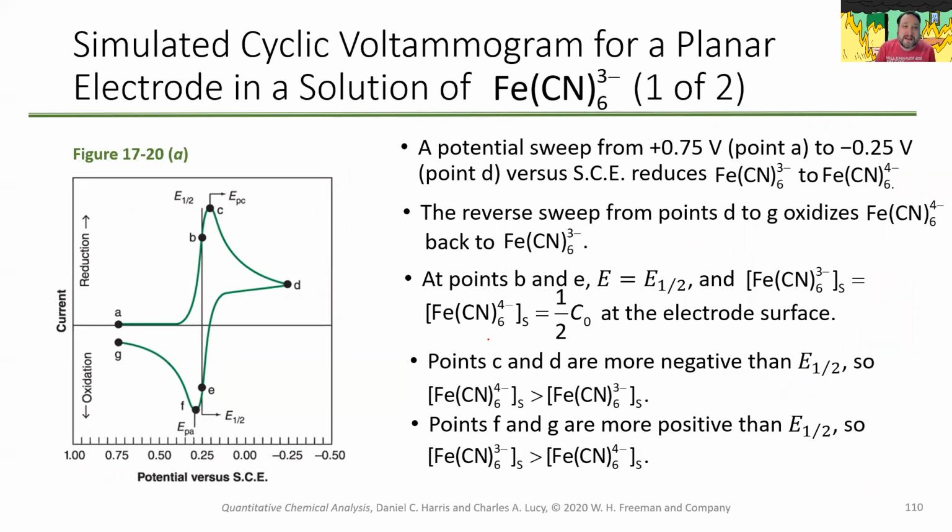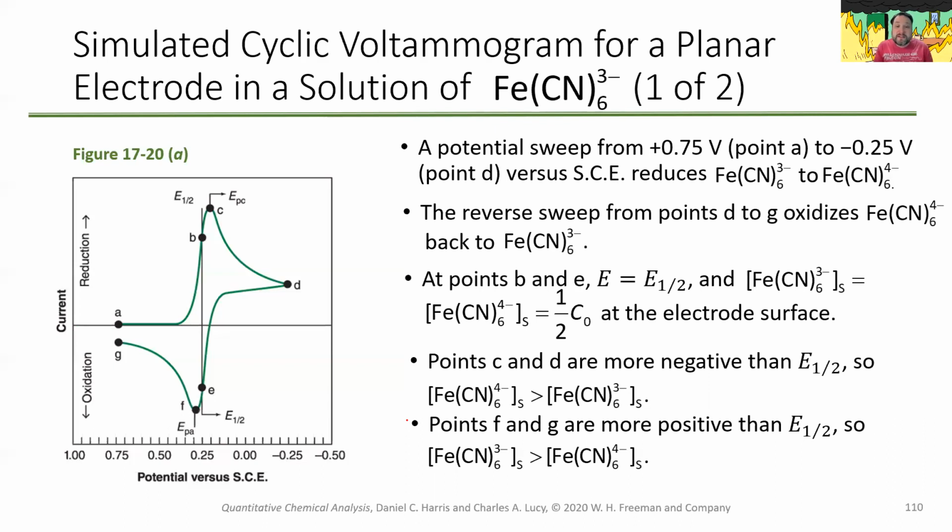And this is a simulated cyclic voltammogram for a planar electrode in a solution of iron hexacyanide. So you've got a potential sweep going from plus 0.75 to minus 0.25 volts. Notice that X is potential versus the saturated calomel electrode, and Y is current. Right? So our little triangle wave is potential as a function of time. This guy is current as a function of potential. It's kind of cool. You could probably visualize that in a three-dimensional graph where you're combining the two things. It's kind of neat to visualize.